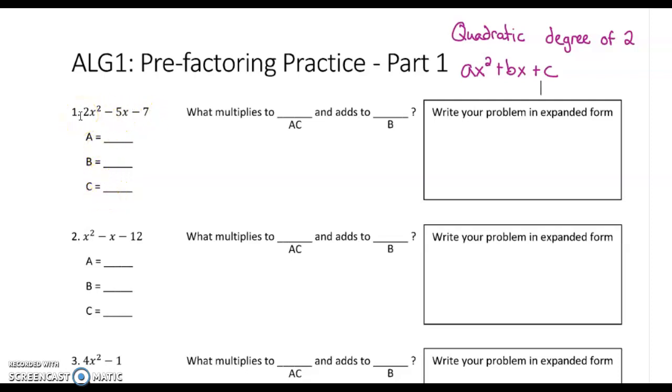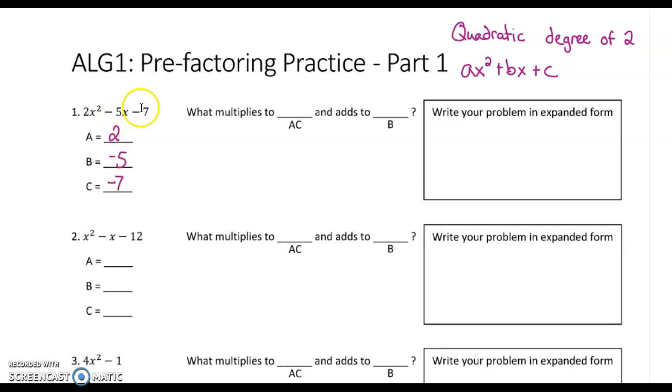This problem is written in standard form, meaning it goes with its leading term first, which is the one with the highest power of x squared, then the x, then the constant. So A is the number in front of x squared, which is 2. B is the number in front of x. It's not just 5, you've got to include the sign, so it's negative 5. And C is the constant, which is negative 7.